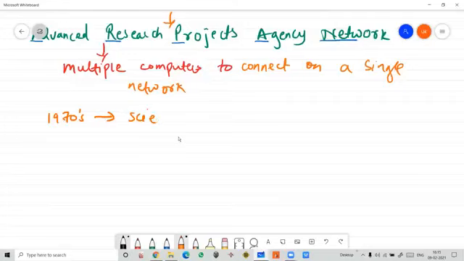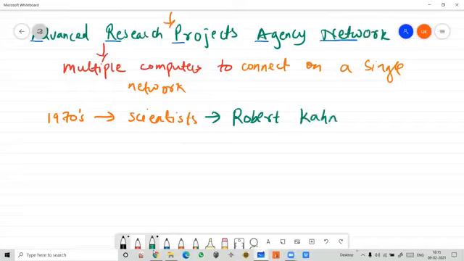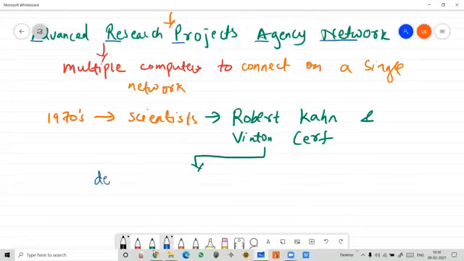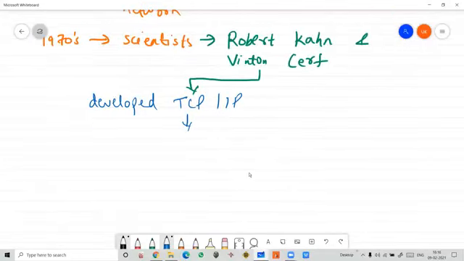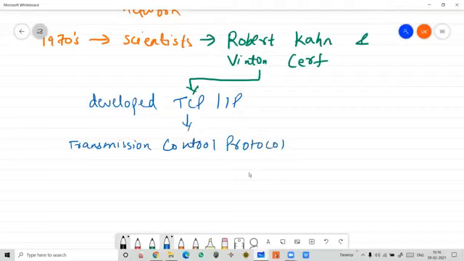The scientists, and their names were Robert Kahn, not Khan, Kahn, and Winthrop Cerf. What they did, they developed TCP/IP, that is the Transmission Control Protocol and the Internet Protocol.